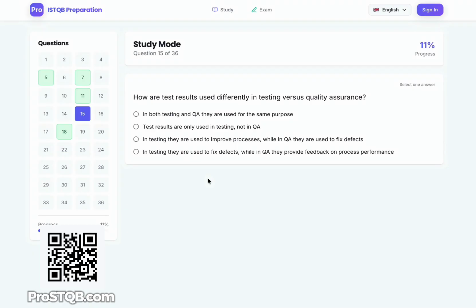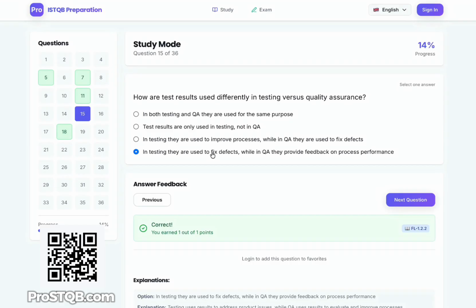In testing, they are used to fix defects, while in QA, they provide feedback on product performance. This is the correct idea. Testing identifies problems in the product so they can be corrected. QA looks at trends. Why are these defects happening? Can we improve the process so fewer defects appear next time? That's exactly how ISTQB distinguishes the two. Correct answer is D. Let's remember, testing asks, what's wrong with this product? QA asks, what can be improved in our process so this happens less often?